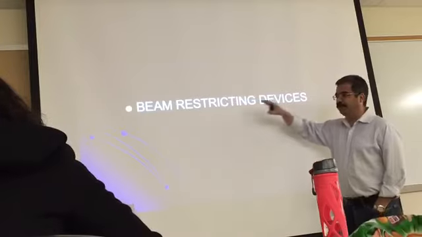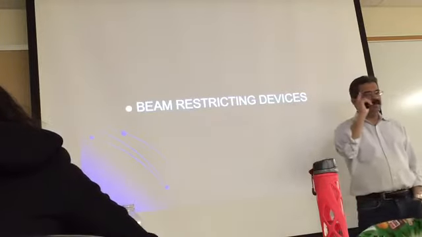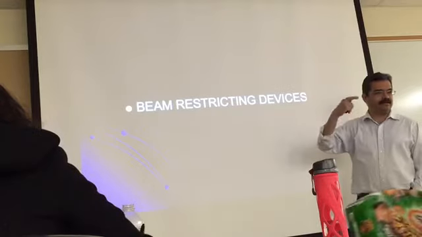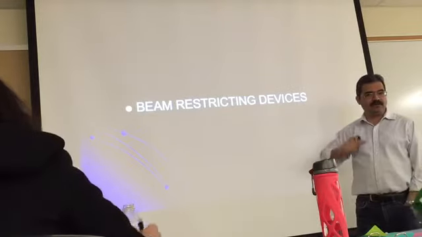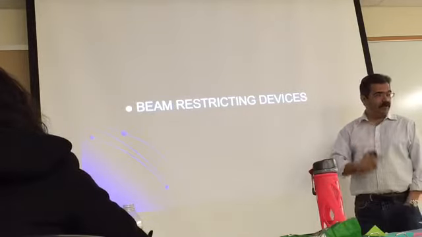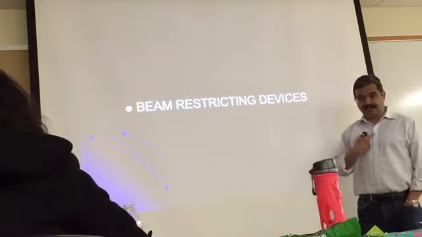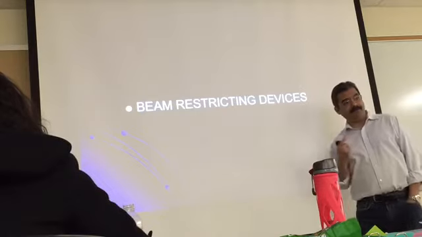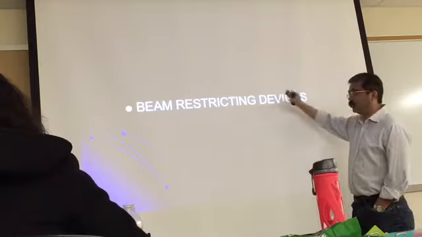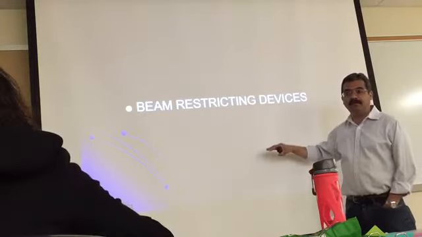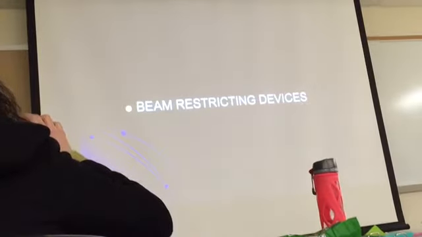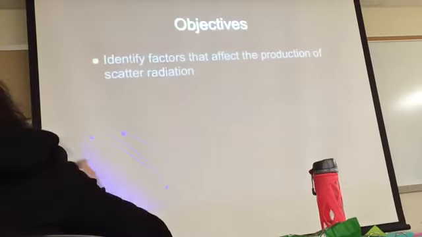Okay, good. So the number one purpose of beam restricting devices is radiation protection. You want to minimize the exposure to the patient. You want to only include the area of interest in the image. The main reason for it is radiation protection. Other things will come, and we're going to study them, but the first thing is radiation protection. We good? All right, now we can start.